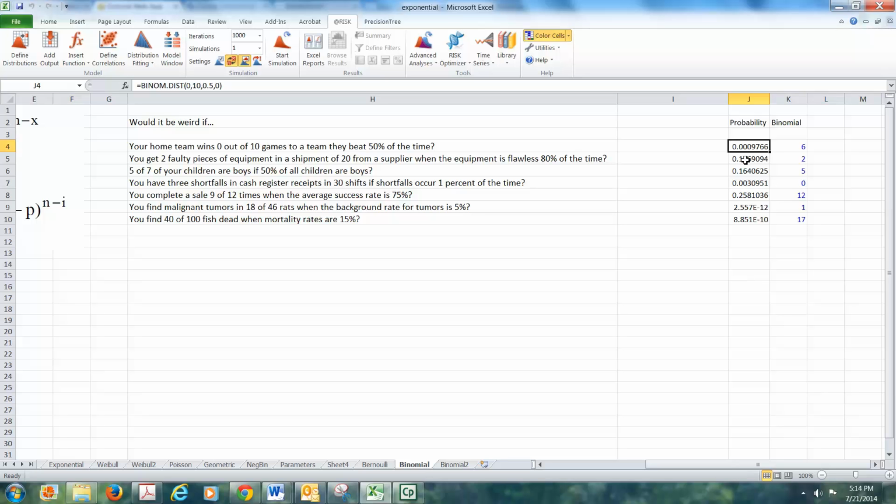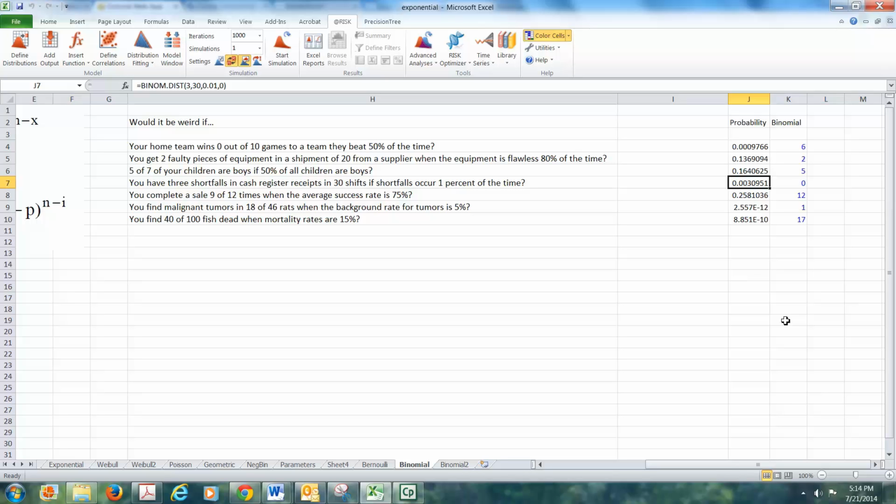We would continue the idea, getting 2 faulty pieces of equipment in a shipment of 20. There's a 13% chance of that. If that's something that happens 13% of the time and we use 5% as the cutoff, then we'd say that's not weird. 5 of 7 children being boys, there's a 16% chance that that would be the outcome if you have 7 children. How about the shortfalls in the cash register?